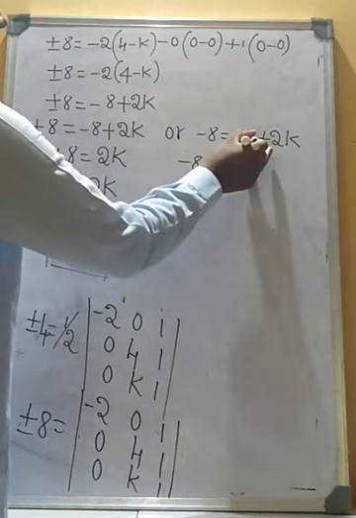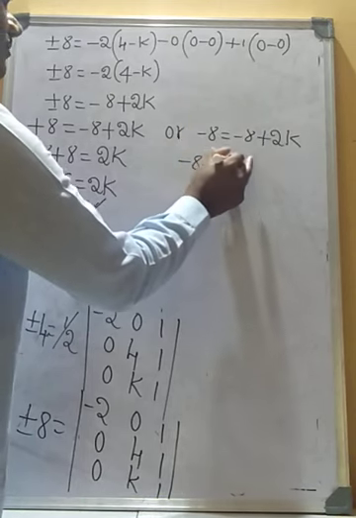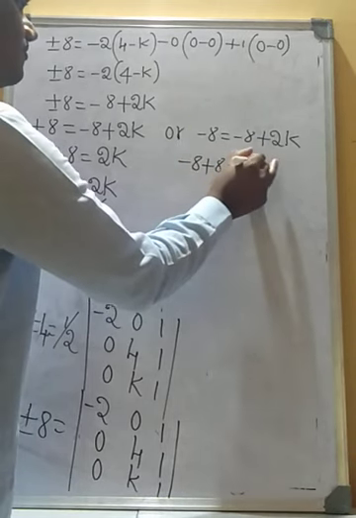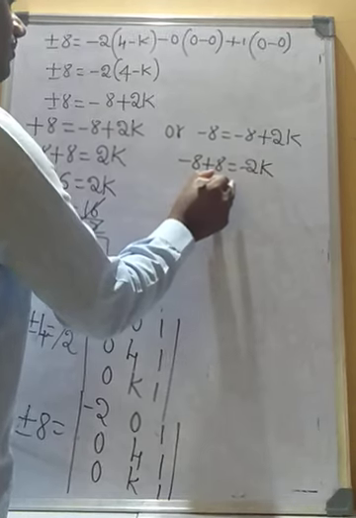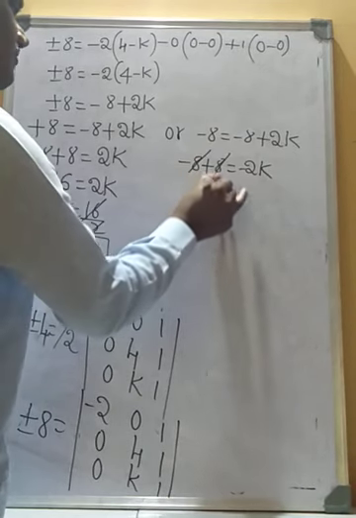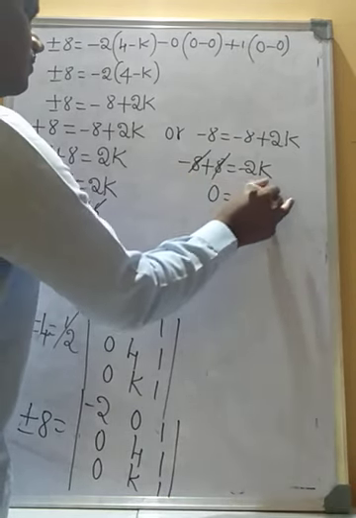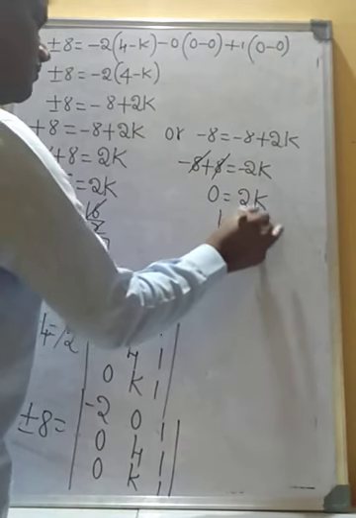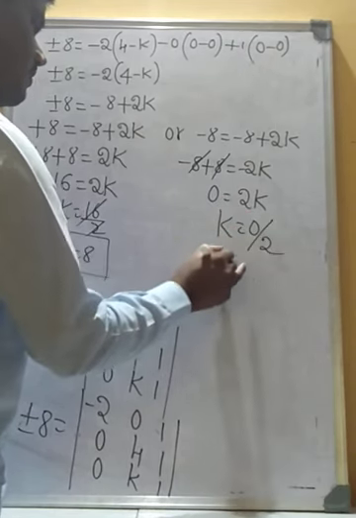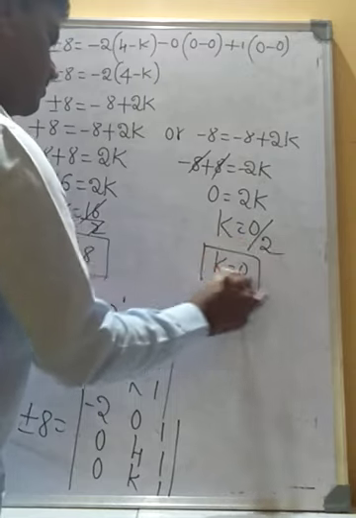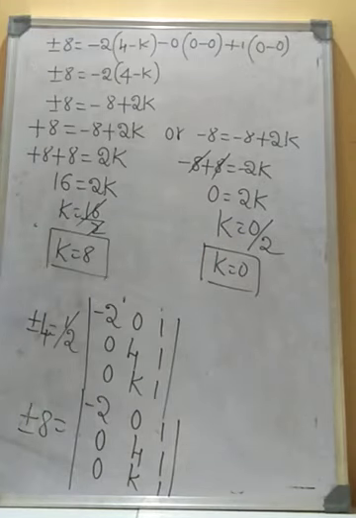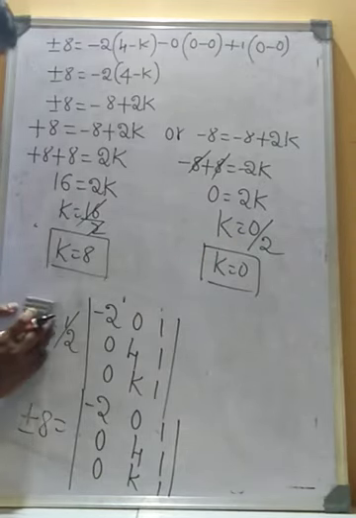The other: minus 8 is equal to minus 8 plus 2k. Transposing minus 8 to the left side, plus 8 is equal to plus 2k... so minus 8 plus 8 cancels, 0 is equal to 2k, or k is equal to 0 by 2, so k is equal to 0. The value of k is 8 or 0.